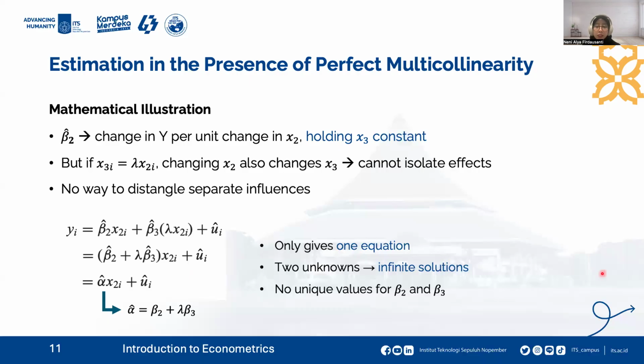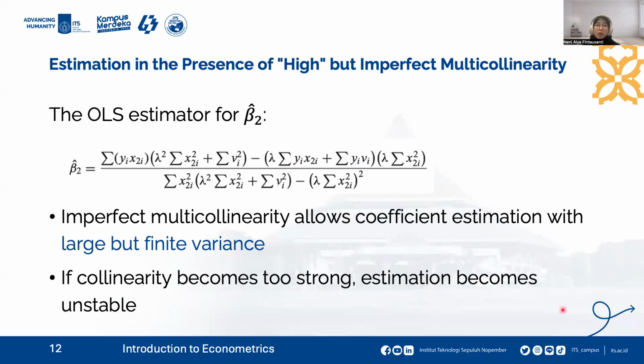And then the next one is, how about when they're not perfect but high multicollinearity? We often face this problem. They have high correlation but not perfect. This is especially common in economic time series data. So let's say the OLS estimator will look like this. You can check in your textbook. So we will have this one.